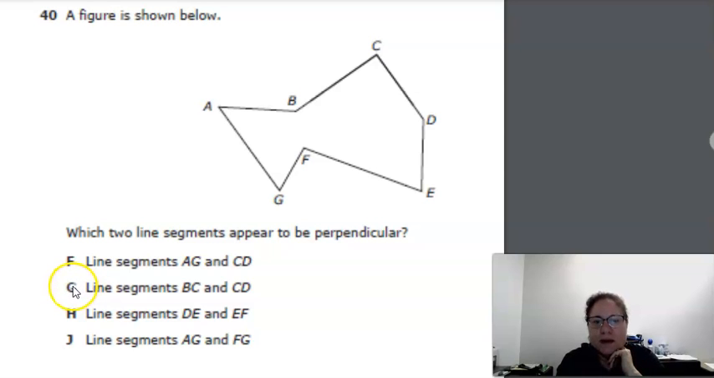If you look at the other answer choices, like let's look at H, it says DE and EF. Those intersect, but it forms a V. Those are intersecting lines, not perpendicular. Perpendicular lines are 90-degree angles when they cross over. And J, AG and FG, same thing. You see when they intersect, they form V's. And we're looking for squares or right angles. So our answer is G.